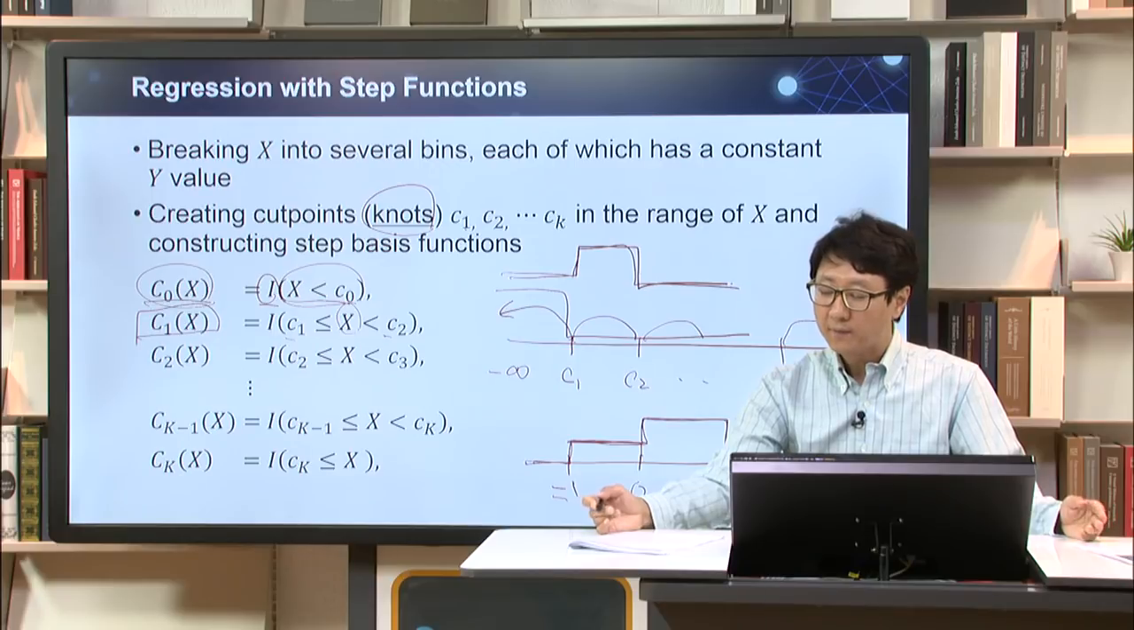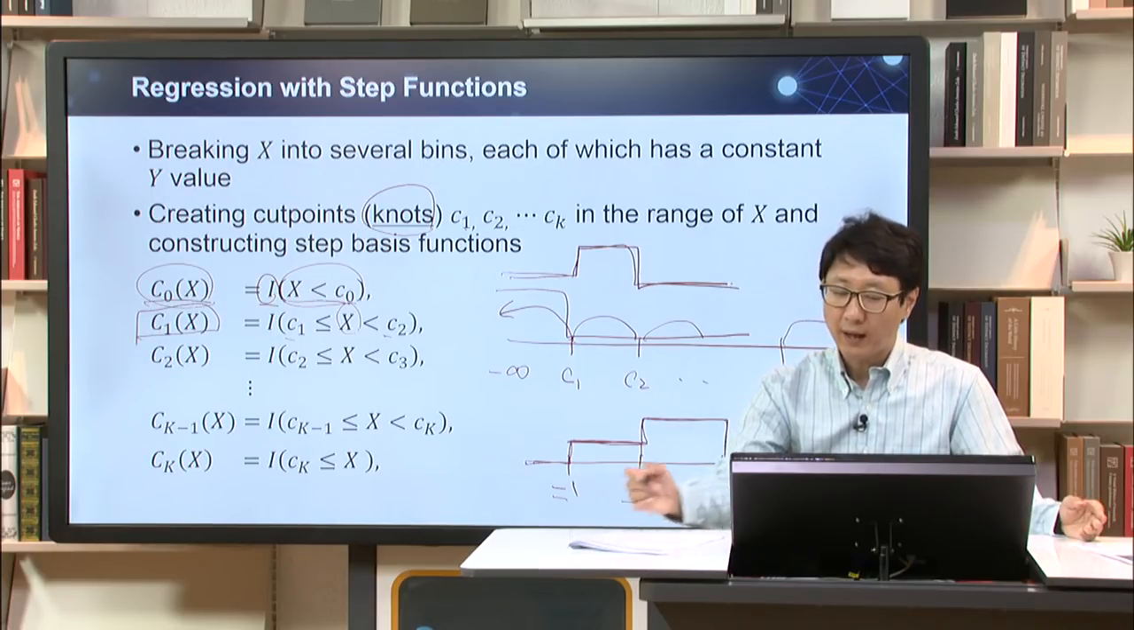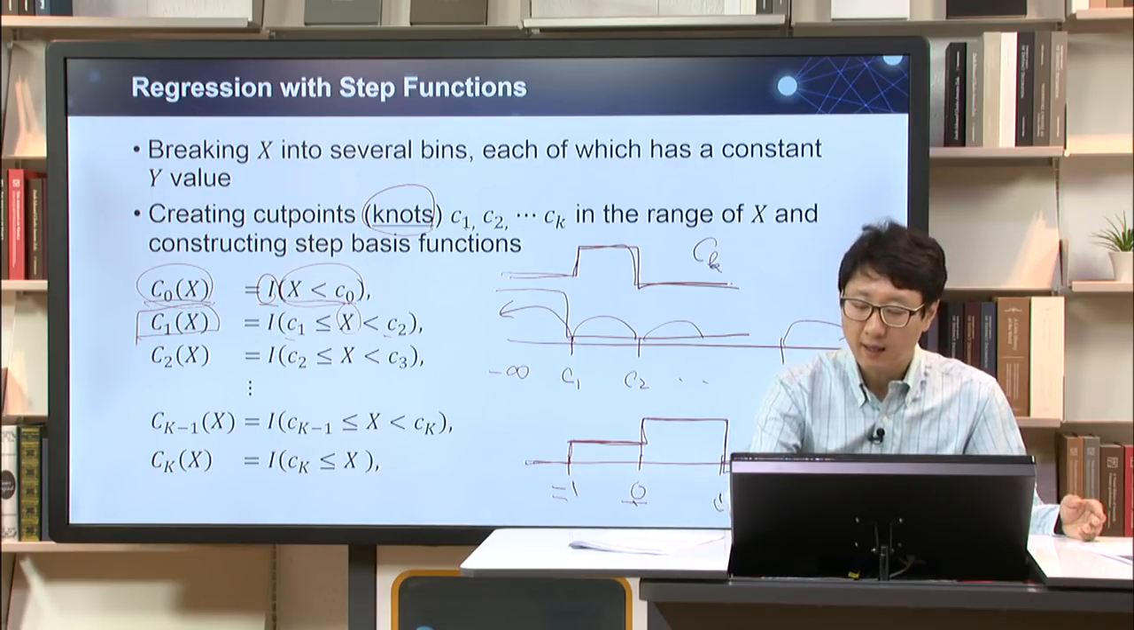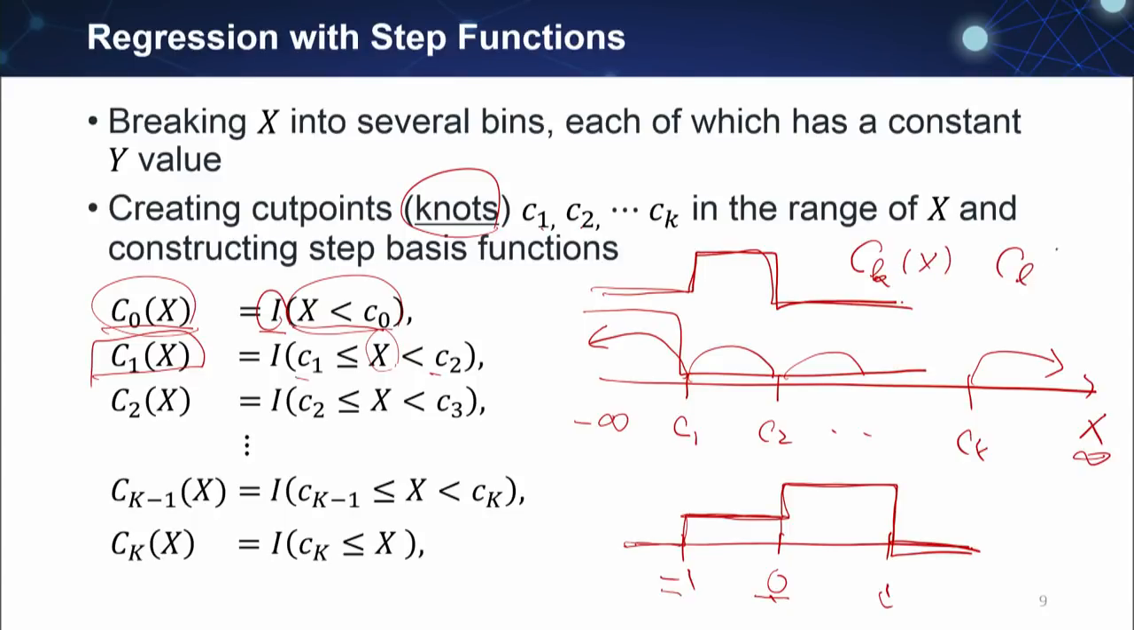Here, note that for any k and l, Ck(x) times Cl(x) is actually 0 if k and l are different. Also, C0 to Ck cover the whole range of x. In such a case, we call these functions Ck basis functions.